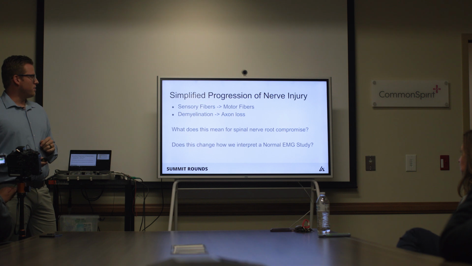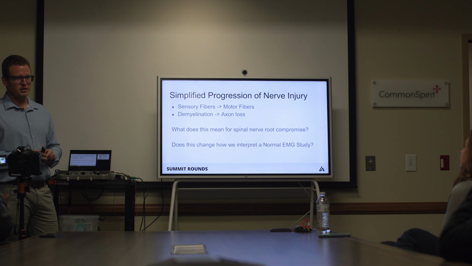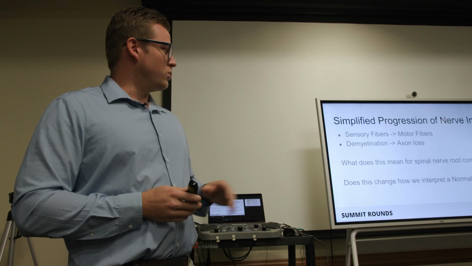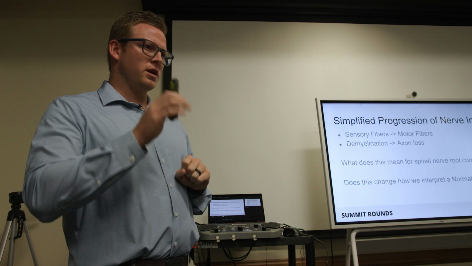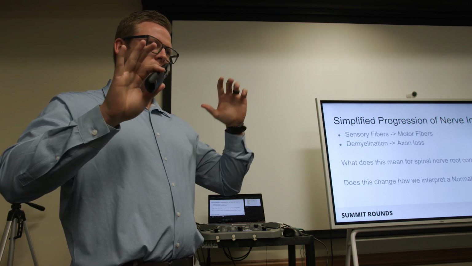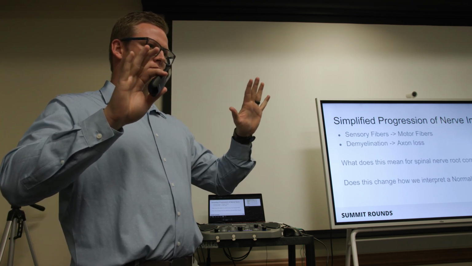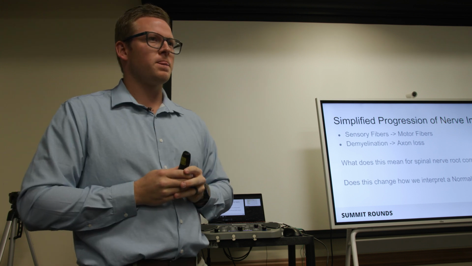So what does this mean for spinal nerve root compromise, and how does this change how we interpret a normal EMG study? Any thoughts on what we would do with this information when we're looking at an EMG report and suspecting nerve root impingement?